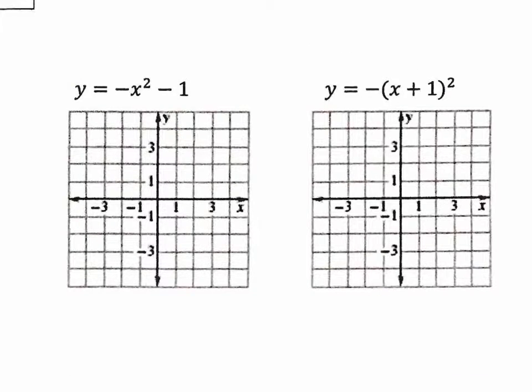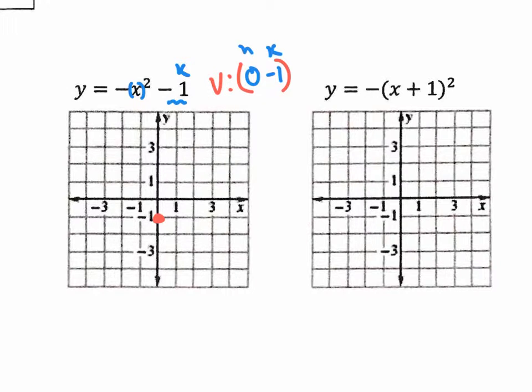Moving on to this next one. What's the vertex right here? 0, -1. Because if you think about parentheses around the x, the h value is definitely 0 because there is no number being added or subtracted inside parentheses with x. But the k value is -1. You take that k value for what it is. So 0, -1 is the vertex.